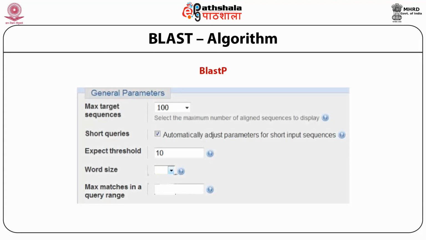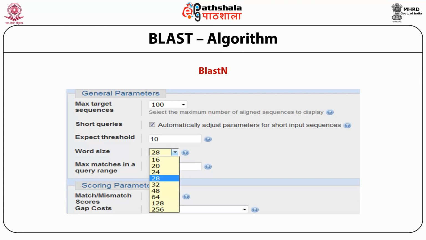BLAST algorithm parameters has 3 sections: general parameters, scoring parameters, and filtering and masking sections. BlastP general parameters section provides for the selection of word size out of 2, 3, and 6. The higher the word size, the more sensitive the search will be. BlastN algorithm general parameters section provides for selection of word size ranging from 16 to 256. Again, the higher the word size, the more sensitive the search will be.